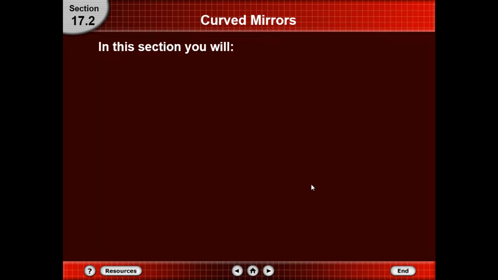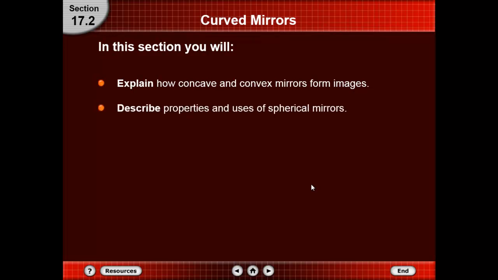Today, we will talk about chapter 17, section 2. We will talk about curved mirrors. In this section, we will explain how concave and convex mirrors form images, describe the properties and uses of spherical mirrors, and determine the location and the size of a spherical image.